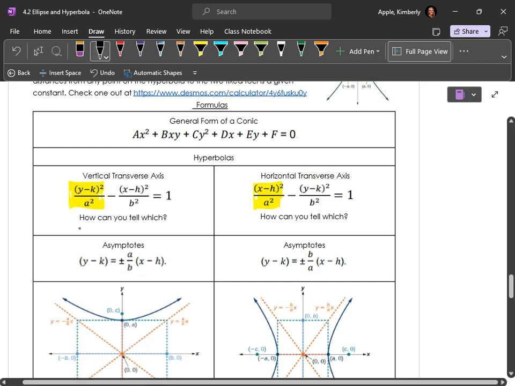So let's write that here. The y is positive. Over here, the x is positive. I know that this is negative because there's a negative in front of it, right? It's subtracted, which is the same thing as adding a negative. So we consider this term to be negative. I'm looking for the positive term to determine whether this is vertical or horizontal.